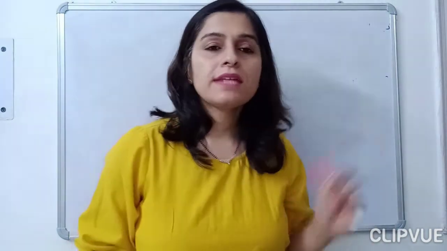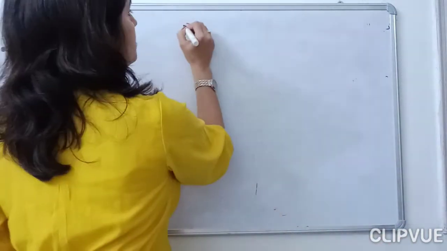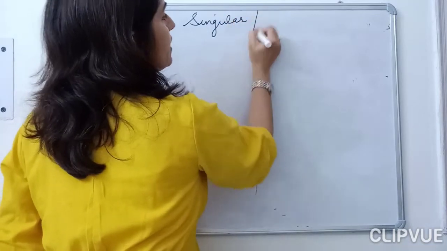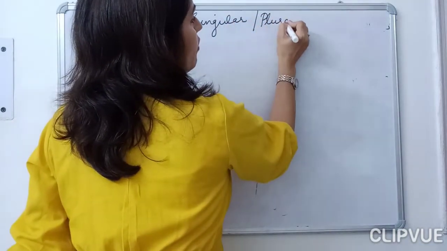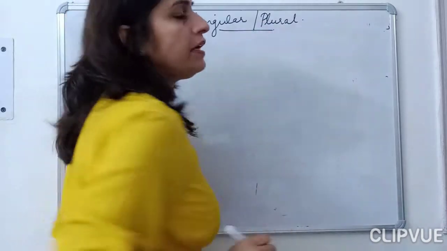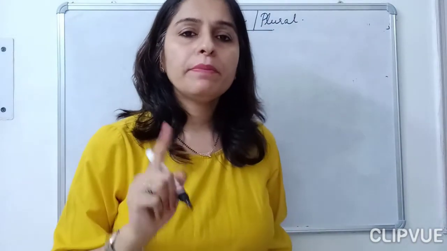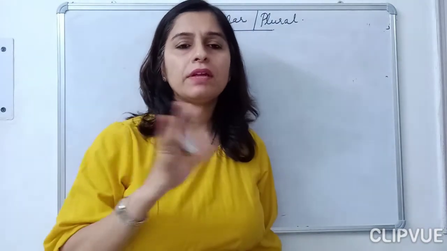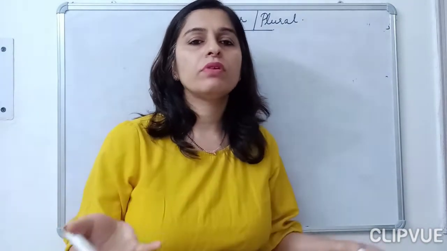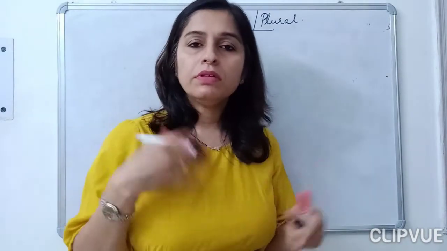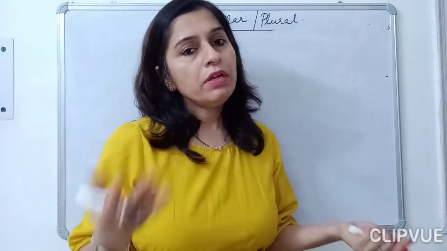Now children, let's start with the singular and the plural. There are different ways, children, in which we can convert a noun from singular to plural. So let's start with the basic rules, children. There are about 5 to 6 basic rules which you have to learn, which will help you easily turn the singular into the plural.